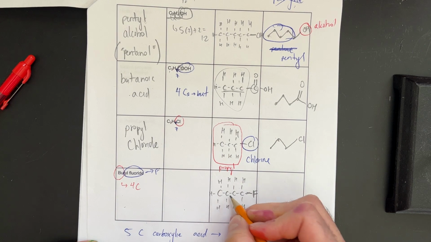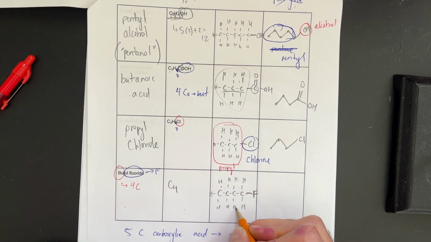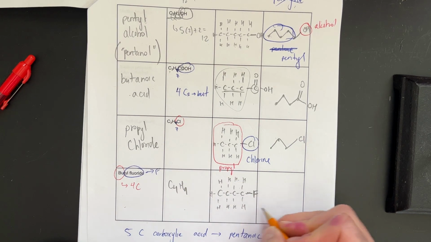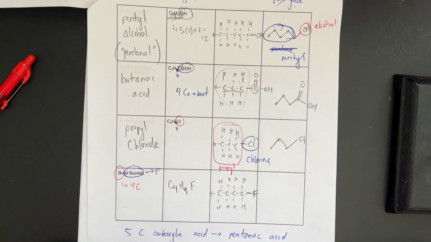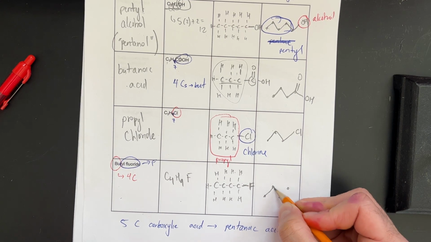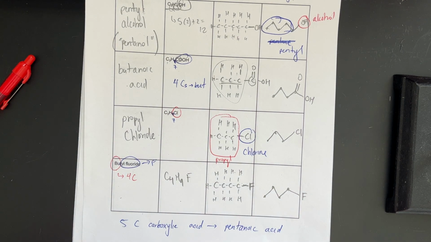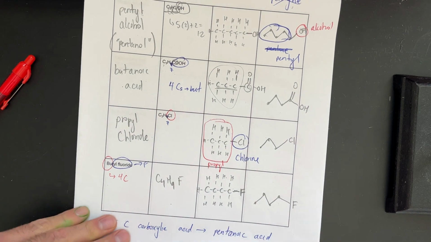What's its formula? Well, 1, 2, 3, 4, C4. 1, 2, 3, 4, 5, 6, 7, 8, 9, H9, F. There you go. All right, bond line drawing. Well, 1, 2, 3, 4 carbons attached onto 1 fluorine. There you go. All right.